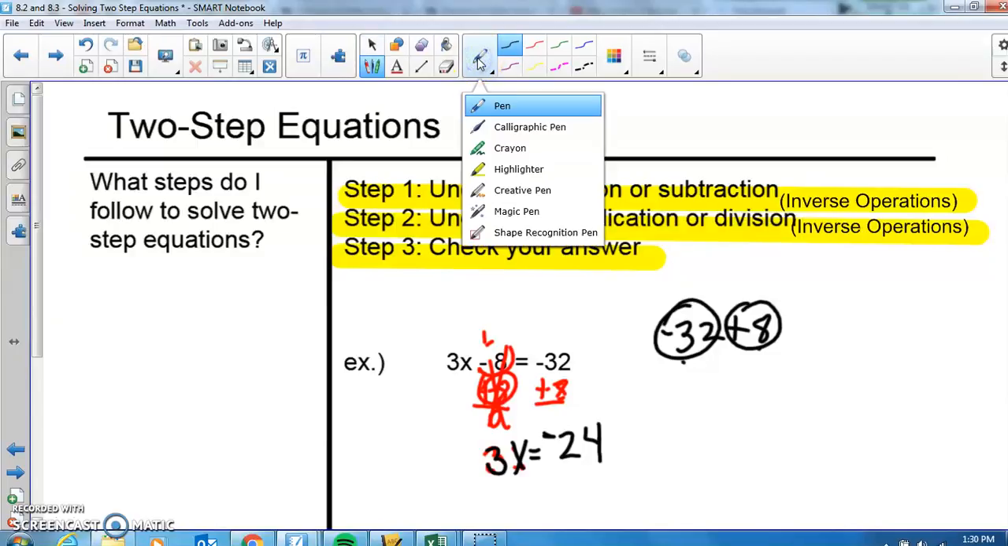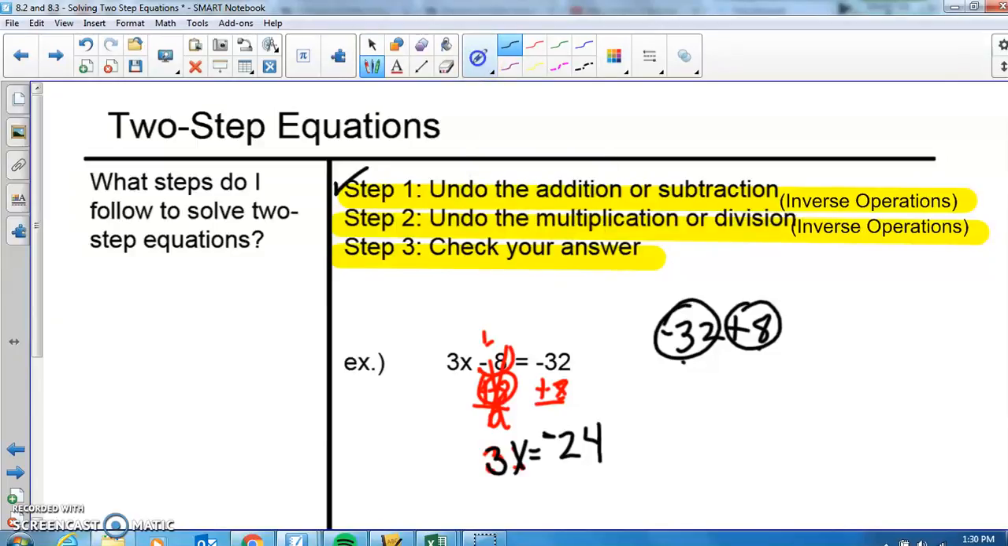So, what I did is I took care of step 1. Now I'm going to move to step 2. And as you're going through these steps, if there's nothing to do in a particular step, just skip it. Go on to the next step. So step 2, we're going to undo the multiplication or division.